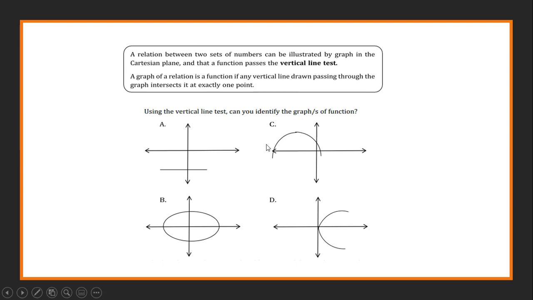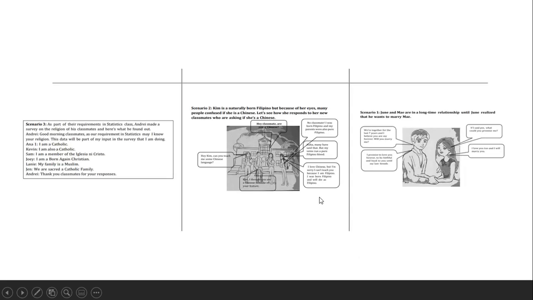So function ito, function. Kapag ito naman, di ba, this is an ellipse, or sabi nga nila, oblong. So kapag nag-drawing ka dyan, di ba, two points ang dadaanan. So it's not a function. Same here. So kapag nag-draw ka ng vertical line dyan, dalawang point ang dadaanan. So it's not a function. So only A and C are functions.